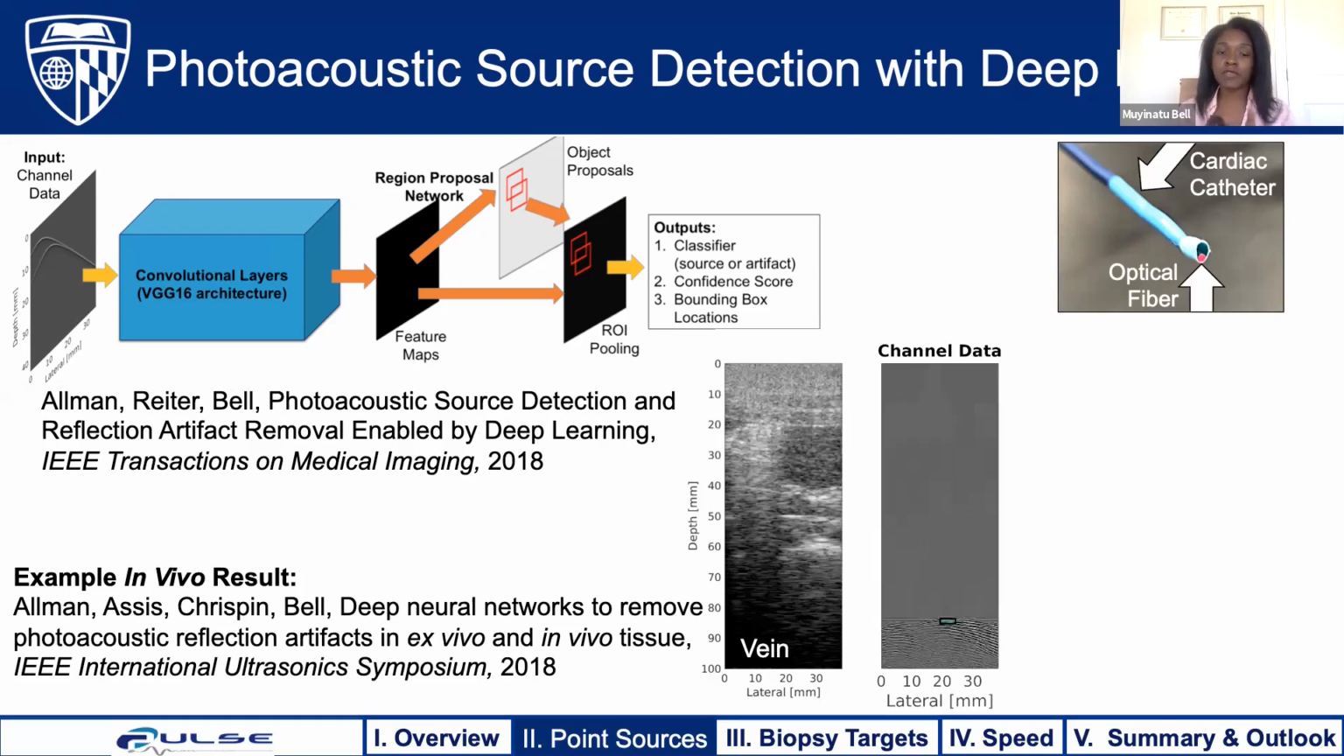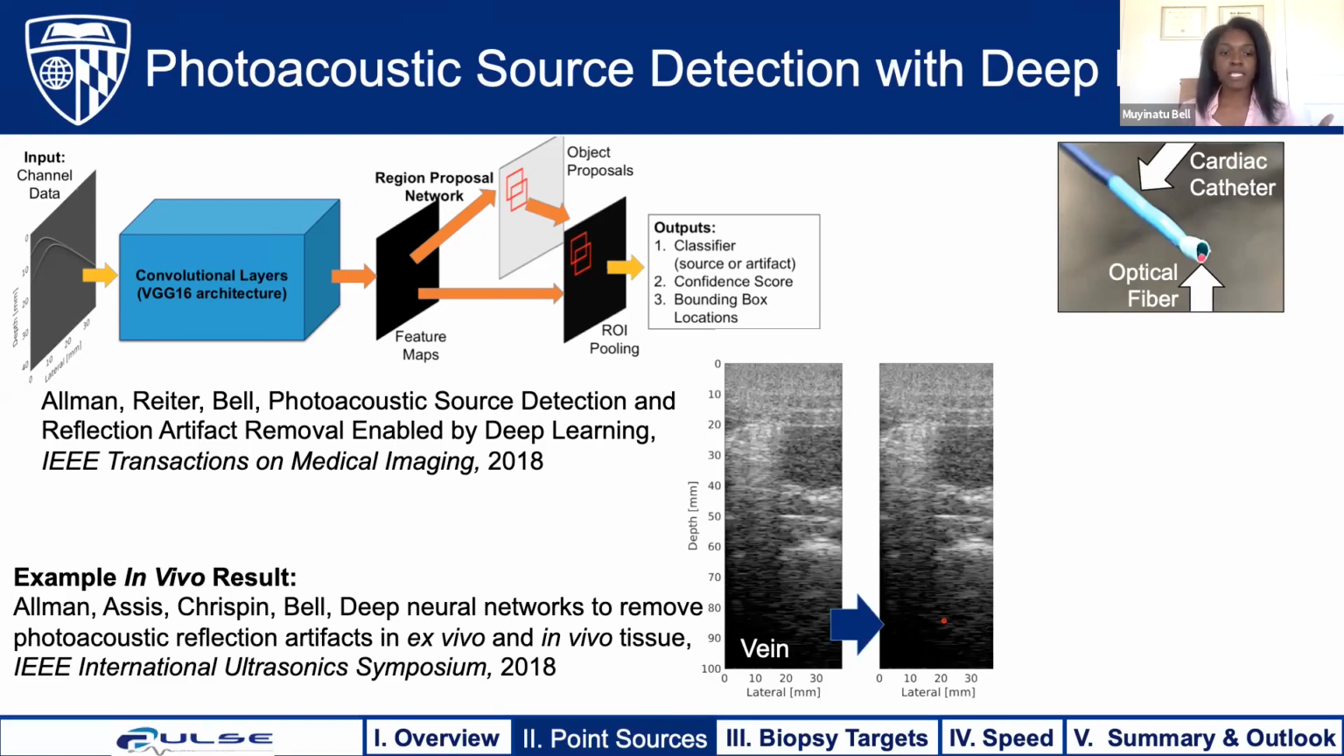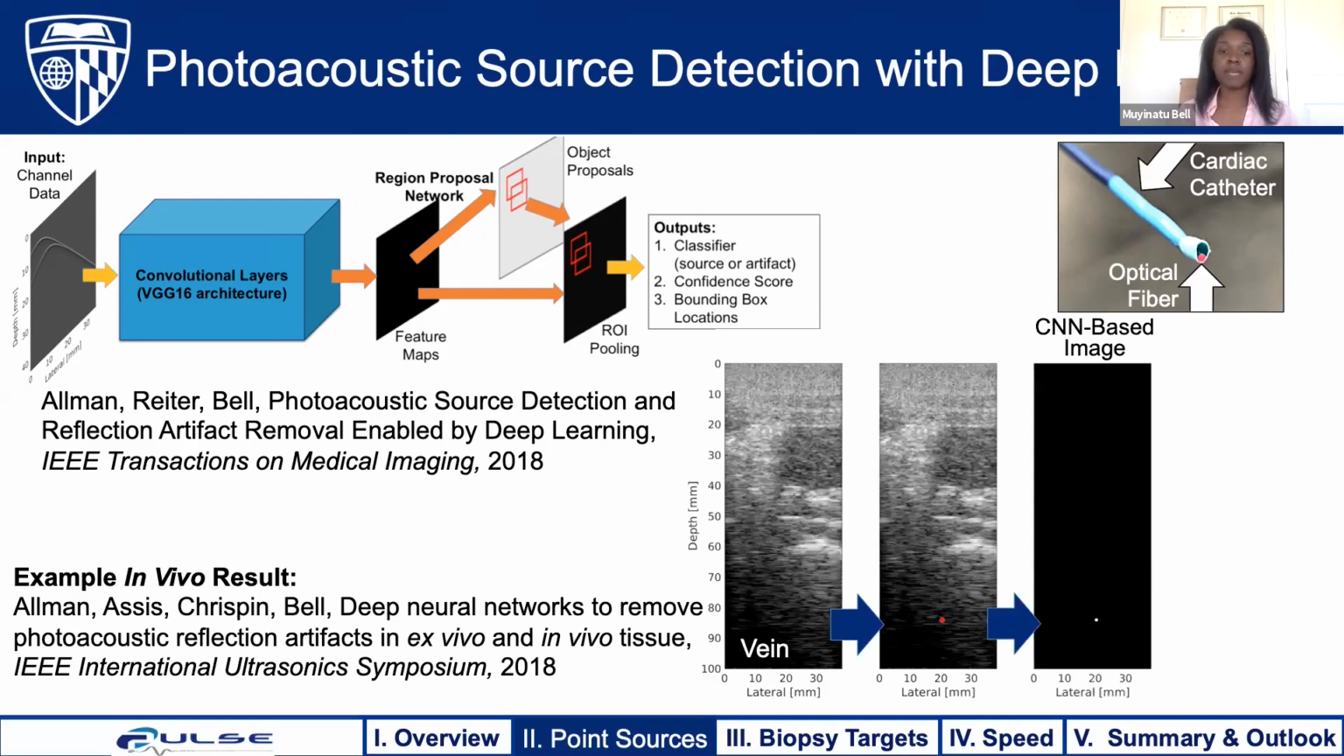We passed this photoacoustic channel data through our well-trained network that was trained from simulations and formatted the three outputs to produce a clearer indication of where the catheter tip is located. We can also display the output by itself, which is what we call our CNN-based image.